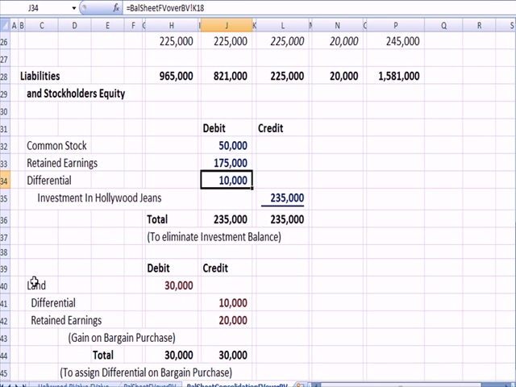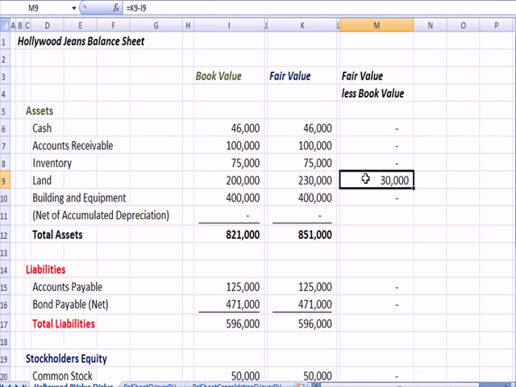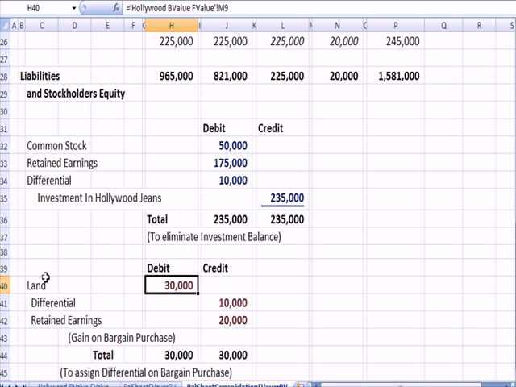So how do we do that? Well, as we've seen before, we're going to assign that differential to land, the debit of $30,000, which is the fair value of the land that we saw right here. So we're going to assign that fair value of the land, and we're going to debit the asset to increase it. We're going to remove the differential, $10,000, from the books by crediting. But we need to balance the entry. We need a $20,000 credit. And we do that by increasing, by crediting retained earnings.